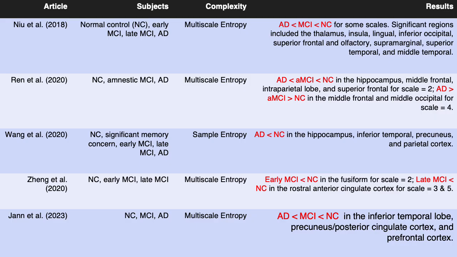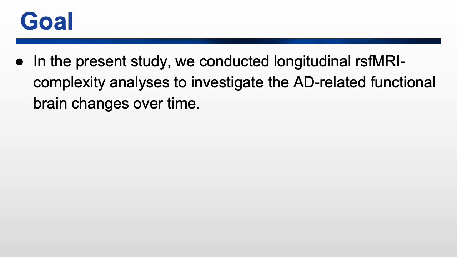So far, resting state fMRI complexity studies predominantly revealed reduced complexity in mild cognitive impairment and Alzheimer's as compared to normal controls in cross-sectional cohorts. Here I display a few examples. However, the trajectory of resting state fMRI complexity in Alzheimer's progression remains unknown.